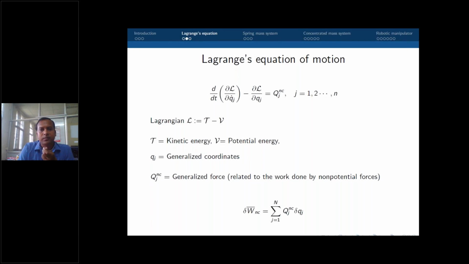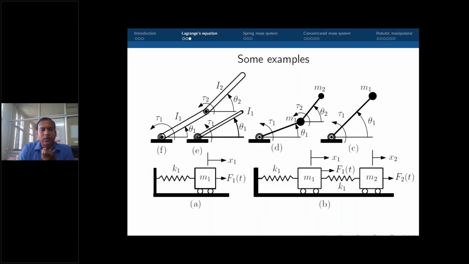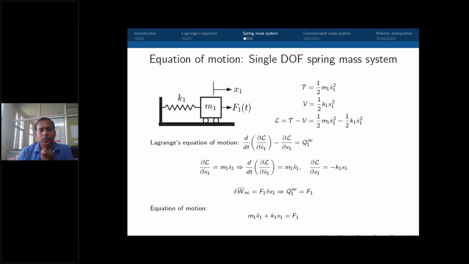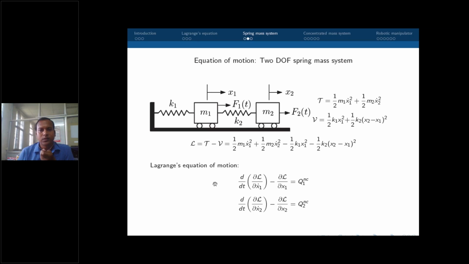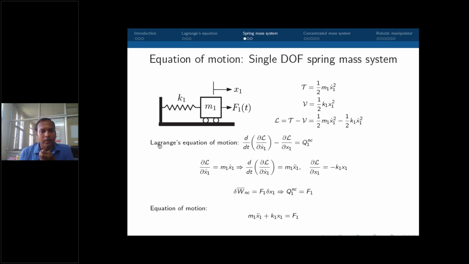In Lagrange's equation we use small q as the generalized coordinate, but in this case q1 is nothing but x1. So this is a single degree of freedom system. We have only one equation of motion, and it is given here. To find this Lagrange's equation of motion, we must define L, the Lagrangian of the system. What is the definition of L? That is kinetic energy minus potential energy. Just beside the figure I have written L equals T minus V, where T is the kinetic energy of the system.